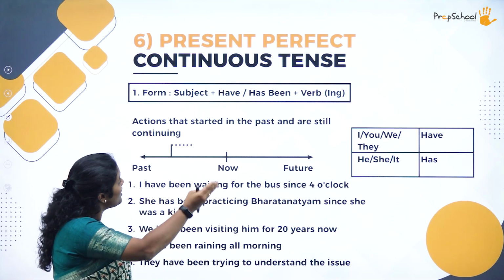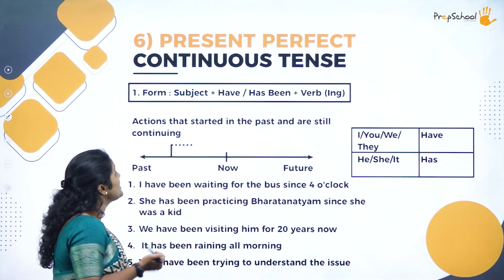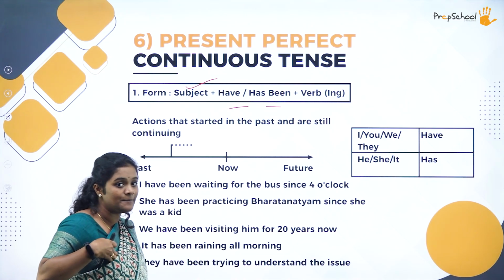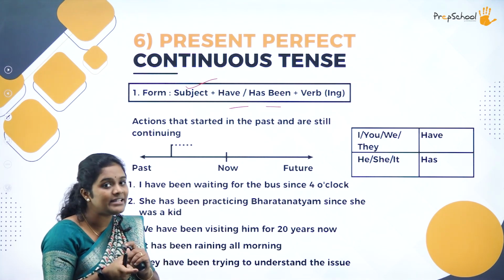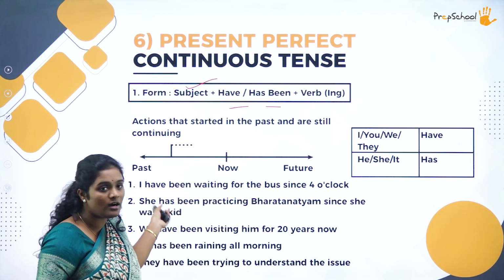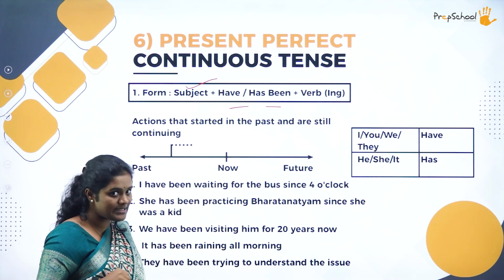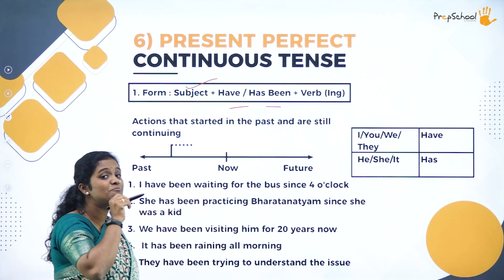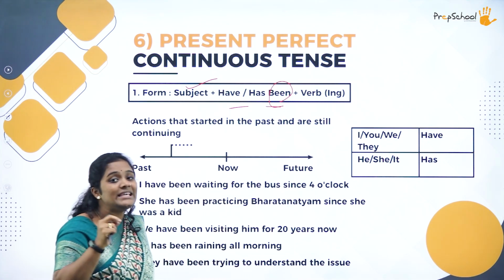In the present perfect continuous tense, the format is subject, have or has been. So now what is the one thing that is different from present perfect tense that you studied in the past slides? There are two things that are different if you notice. Now along with have or has, we see been. Not Mr. Bean, it's B-E-E-N.